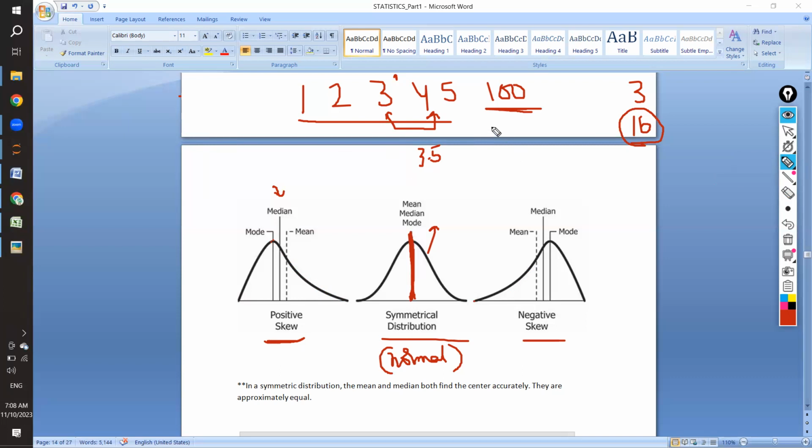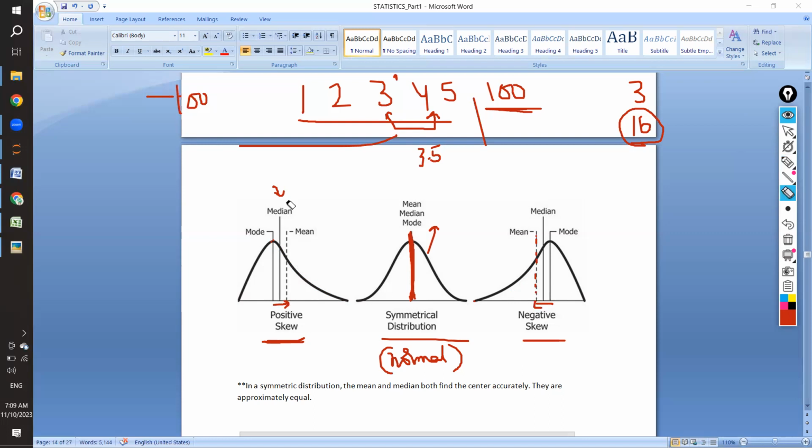But what is the mean doing? Mean is shifting to 16, from 5 to 16. So as you can see, clearly the mean is getting shifted. That is a positive skewness. Similarly, if you add some numbers to the other end, then to balance that, the mean will shift from this area to this, in the negative side.